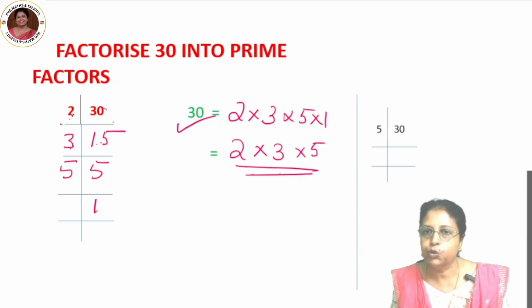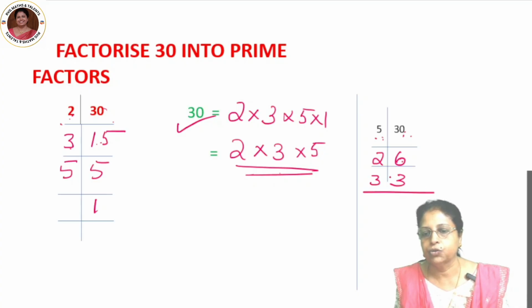Here we started with 2. But we can start the division by 5 also. See, 30 divided by 5, you will get 6. 6 5s are 30. Then 6 divided by 2, then you will get 3. 2 3s are 6. Then 3 can be divided by 3.